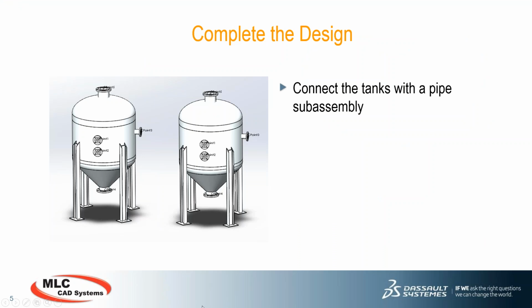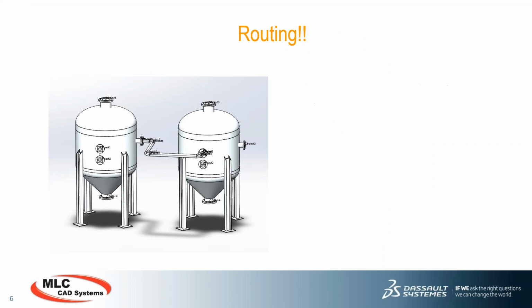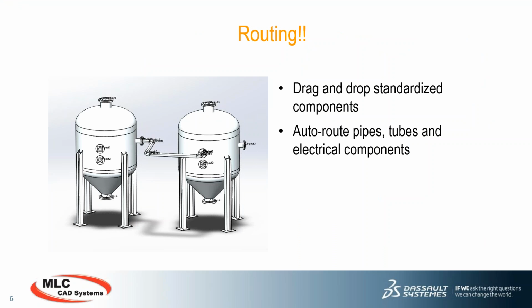So our task was to connect the tanks with a pipe subassembly, and to do that, we use routing. Routing is found in SOLIDWORKS Premium, and it lets us drag and drop standardized components from our library right into our assembly. It also lets us auto-route pipes, tubes, and electrical components, so we avoid all of the tasks associated with creating reference geometry for our sweep feature. But more importantly, it lets us save time and standardize our designs. Again, auto-route's going to save us the time by avoiding all the tasks associated with the sweep, and we standardize our designs because we have a library full of standardized routing components.